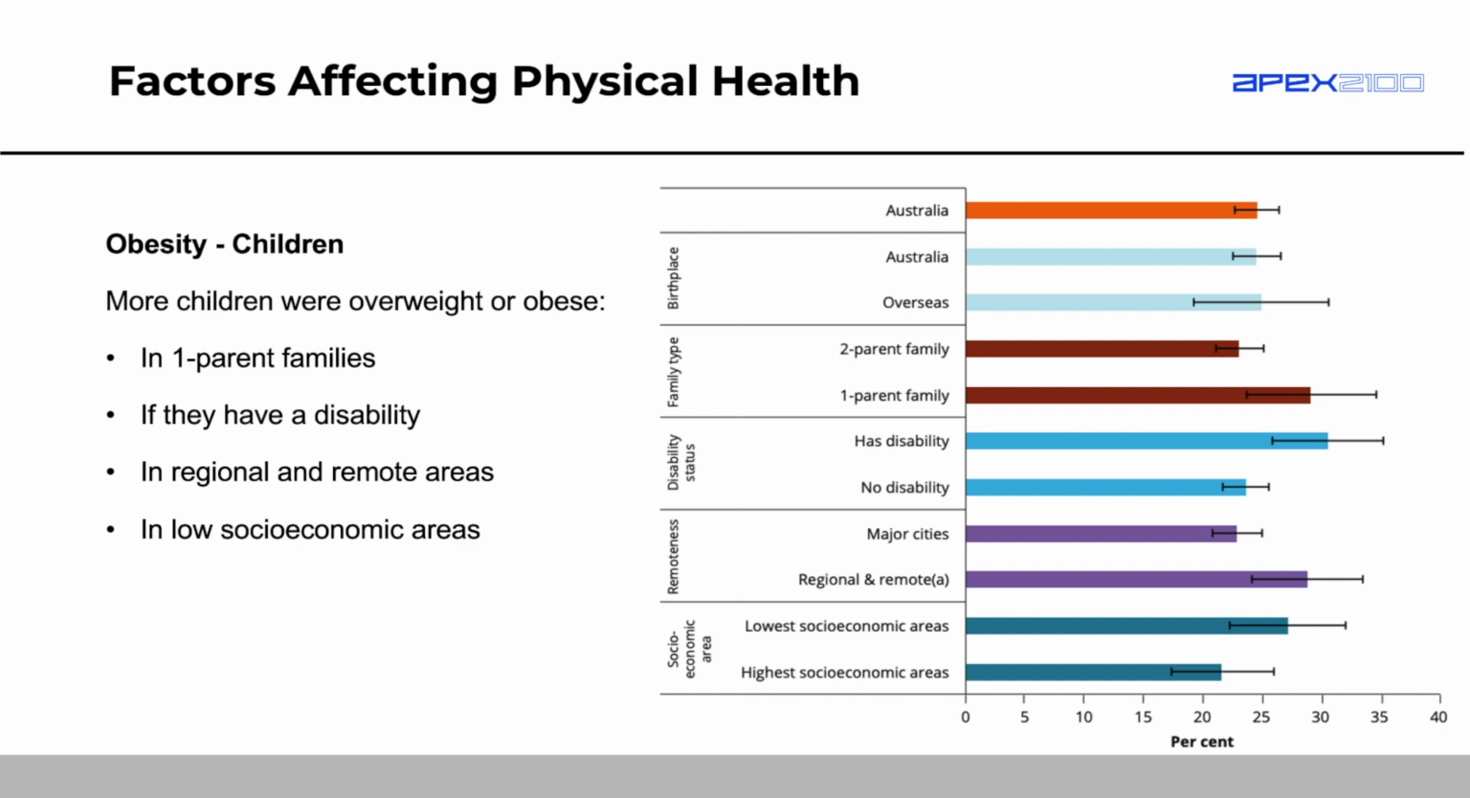Now, there's so many reasons as to why children in a 1-parent family, or who have disabilities, or from regional and remote areas are more likely to be overweight. The reasons are endless, and we're not going to try to find out what they are because it's just impossible, but it's interesting to notice the trends, and you might be able to pinpoint a few. For example, in a lower socioeconomic area, they might not have as much access to healthy food, and they might be struggling with money and just buy cheap processed food at the grocery store, and perhaps that's why there's a higher percentage of overweight children compared to higher socioeconomic areas.